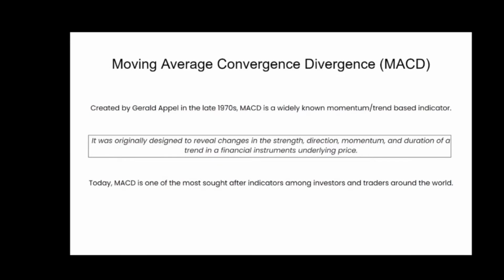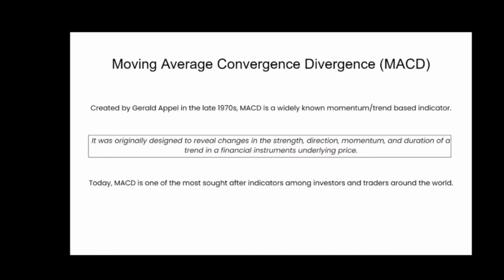So just a quick background before I go into what the MACD actually shows us and how it could be used. I just like to go over a little bit of a history lesson just to understand the origins. It's not going to help us a lot, but it's good to know these things. The MACD was actually created by Gerald Appel in the late 1970s, and MACD has since then become one of the most widely known momentum/trend-based indicators. It was actually designed to reveal changes in the strength, the direction, the momentum, and even the duration of a trend in a financial instrument's underlying price.